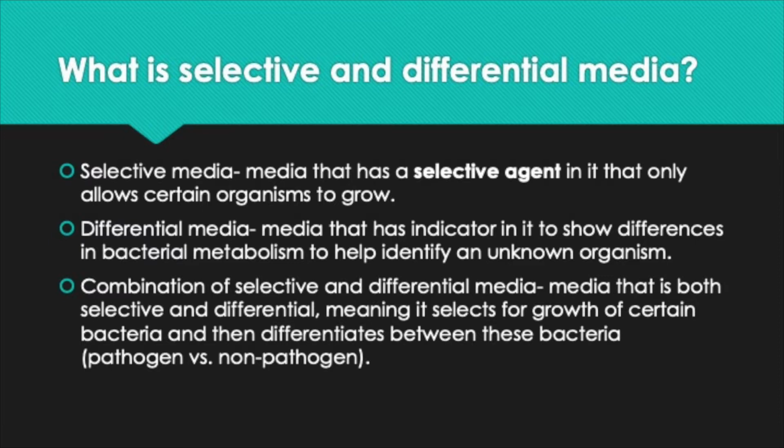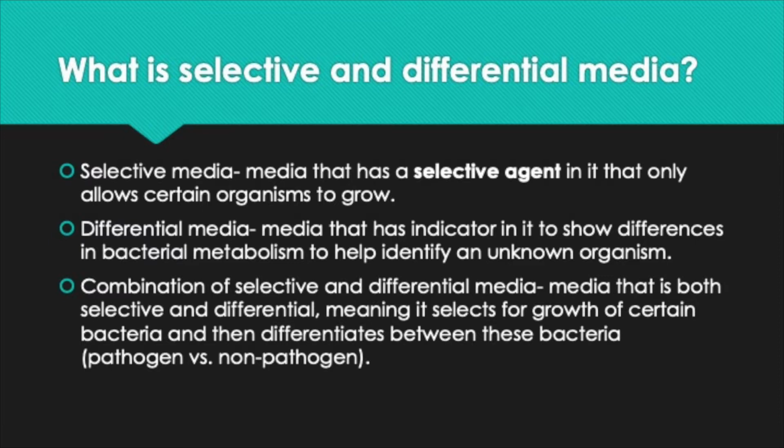Now, differential media is exactly what it sounds like. It's showing differences in the bacteria based on what kind of metabolism the bacteria is doing. It has in it what's called an indicator. Based on the metabolism and the products that are produced from that metabolism, that indicator is going to change colors. Based on the colors that you see, that's going to differentiate between a set number of bacteria. And we have multiple examples of differential media today that we'll go over.